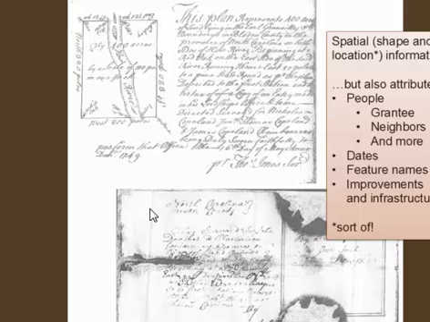I have stuff about people, the grantee, the neighbors, chain carriers, and other things. You have dates. You have feature names. Sometimes there's mention of improvement in infrastructure. Right? So lots of stuff there.